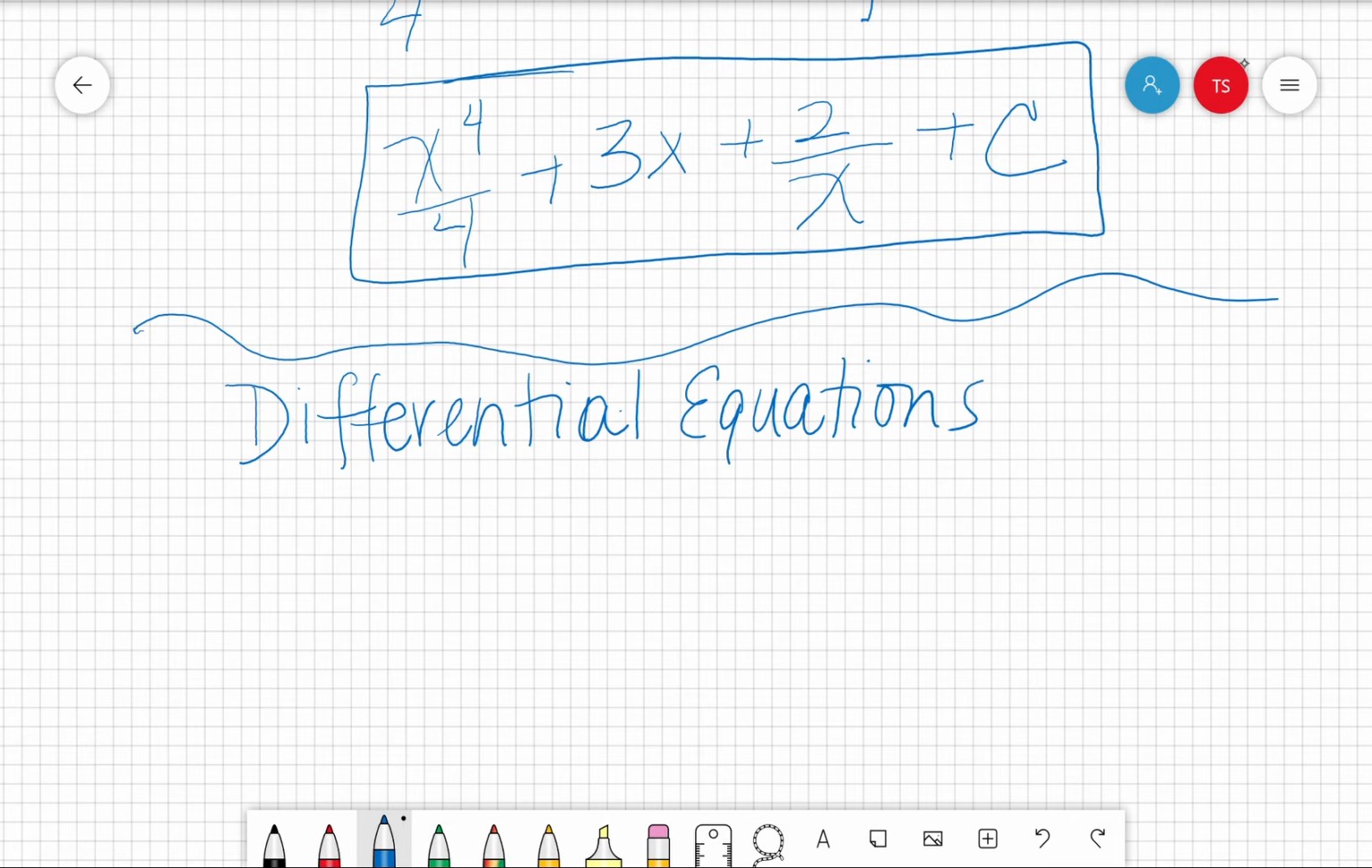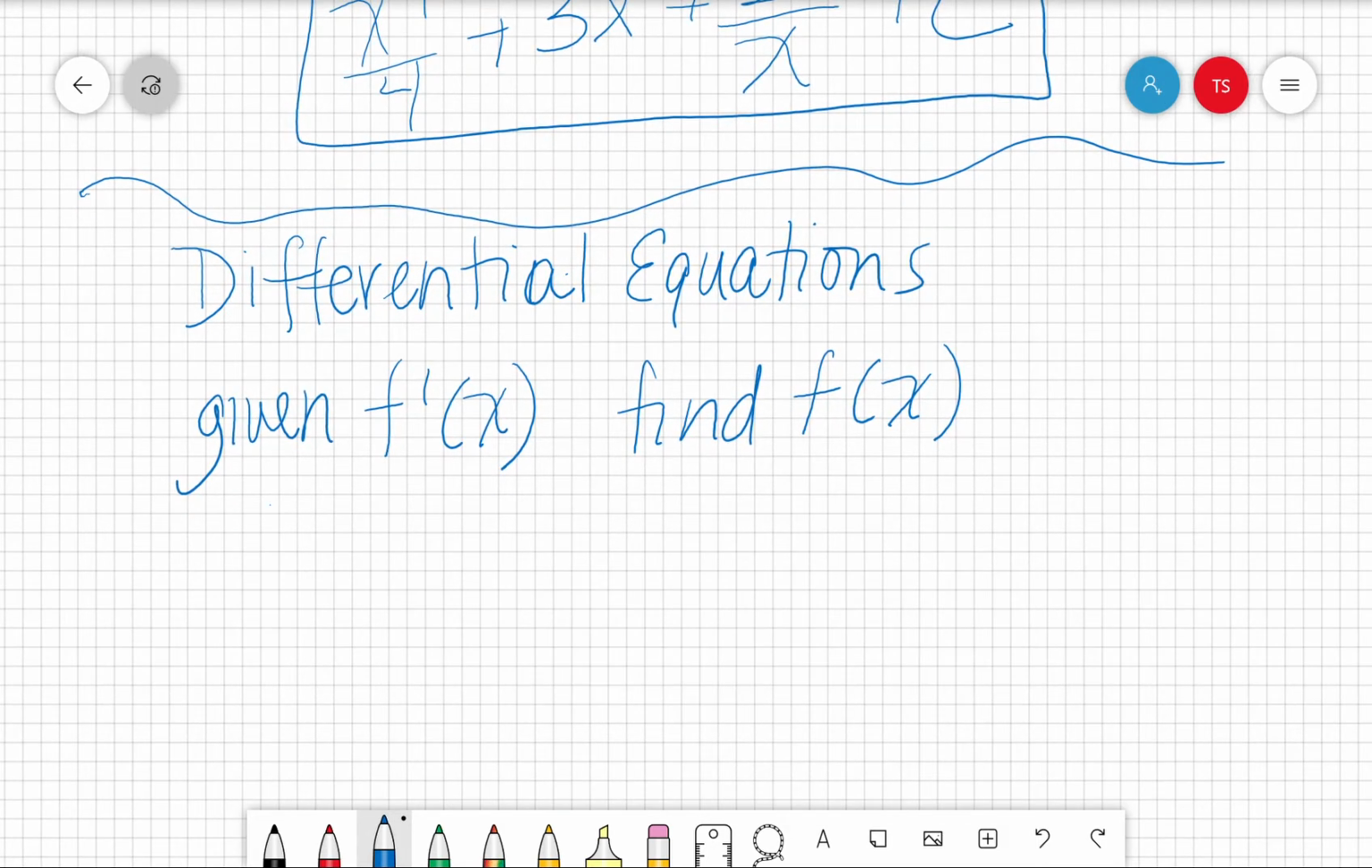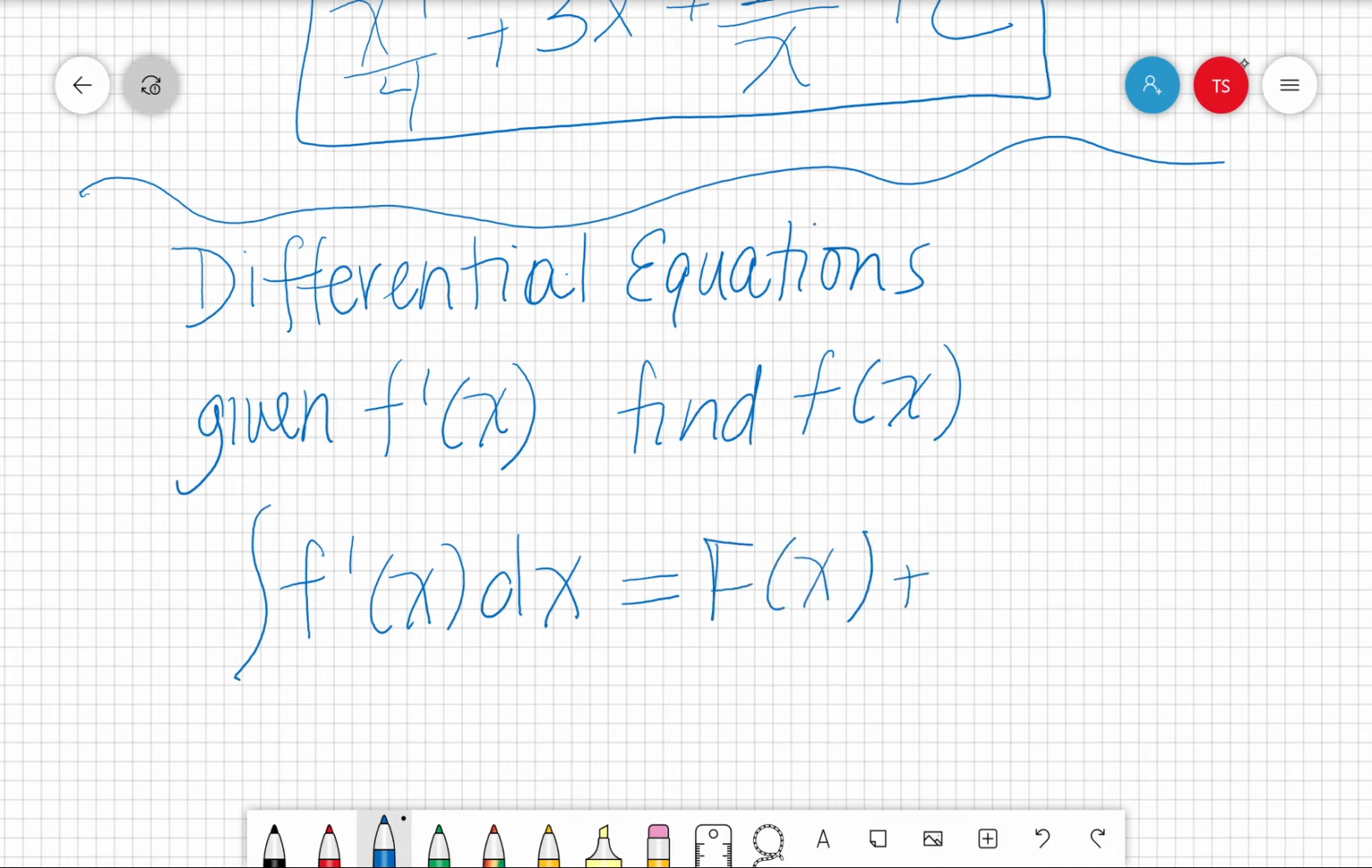So let's say you're given f prime of x, and you need to find f of x. So we know that if we integrate f prime of x dx, we are given the original function f of x plus c, and this is what we would call our general solution.